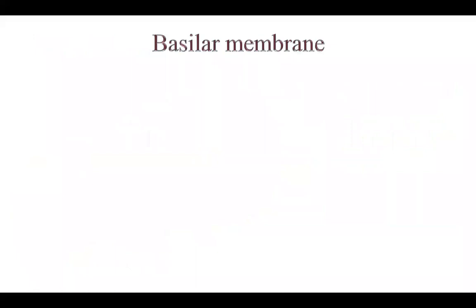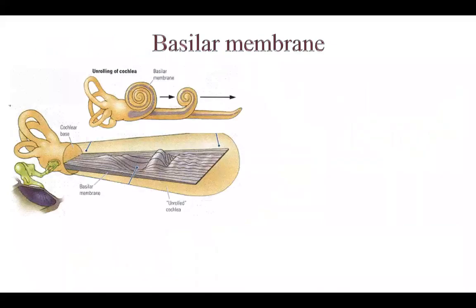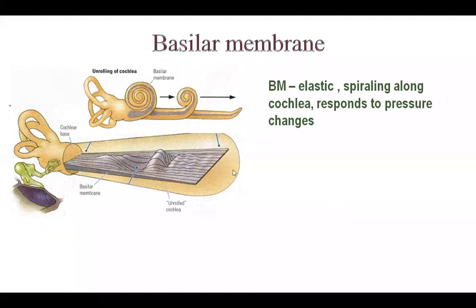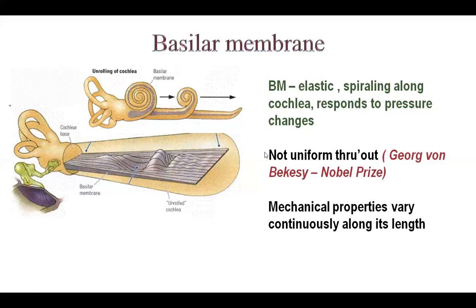Coming to the basilar membrane, the most important structure. This is the basilar membrane in spiral fashion, which is unrolled. So this is the unrolled cochlea. This basilar membrane is an elastic band which is spiraled along the cochlea. It does the job of responding to pressure changes created by the oscillations of the perilymph.